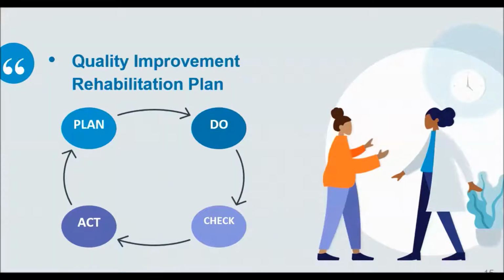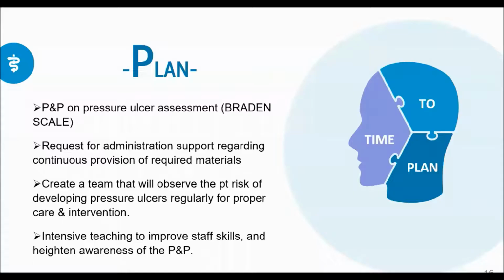Quality improvement plan. Now we'll have the PDCA. The plan, as we mentioned, is about the Braden scale. Request administration support regarding continuous provision of required materials. Create a team that will observe the patient risk of developing pressure ulcers. This month, we're starting to create that team. Intensive teaching to improve staff skills and heighten awareness of the policy and procedure.